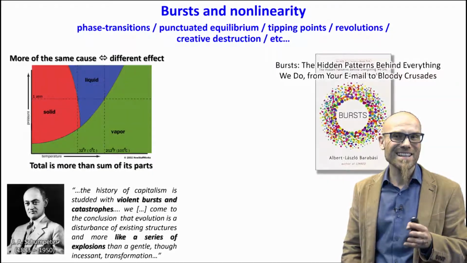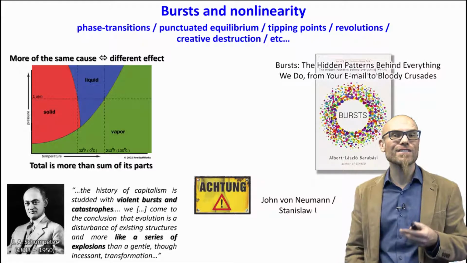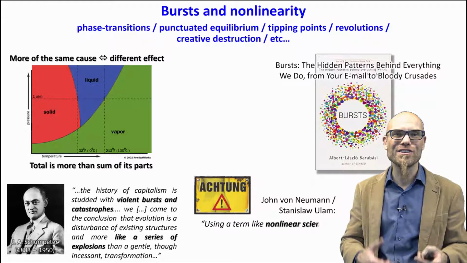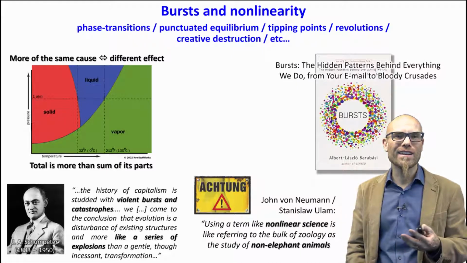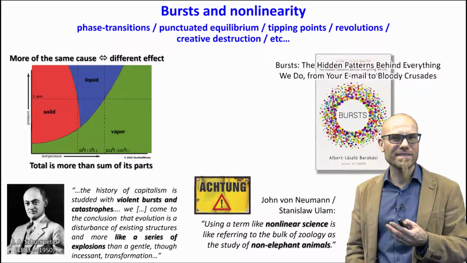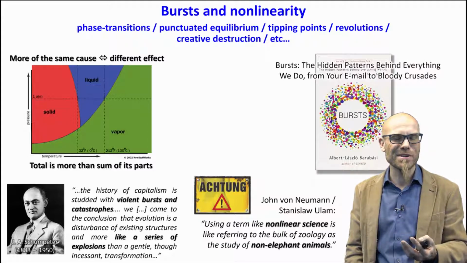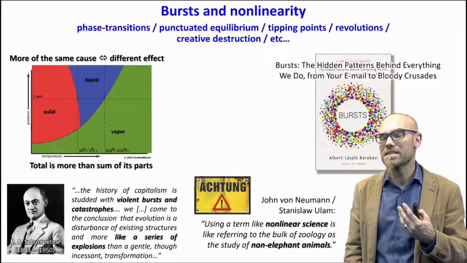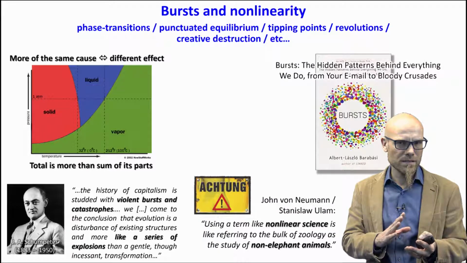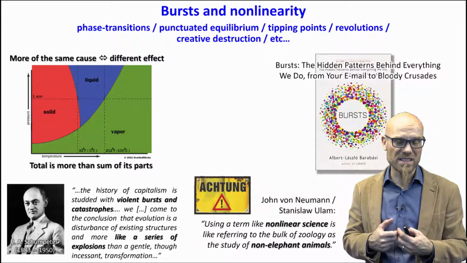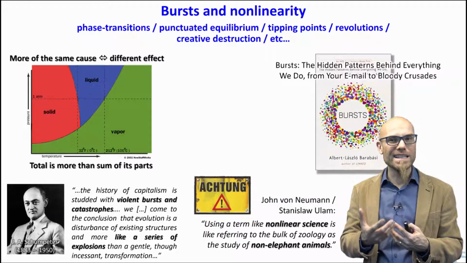Now be careful. Say it in the words of John von Neumann and Stanislav Ulam, using a term like nonlinear science, these nonlinear revolutions, is like referring to the bulk of zoology as the study of non-elephant animals. Which means, yes, there is something nonlinear, there is a phase transition, there is a tipping point, but we cannot really say much about it. Actually, there's only one thing that's linear, and there's an infinite number of things that are non-linear. So it is not clear, and we really need to study that more.